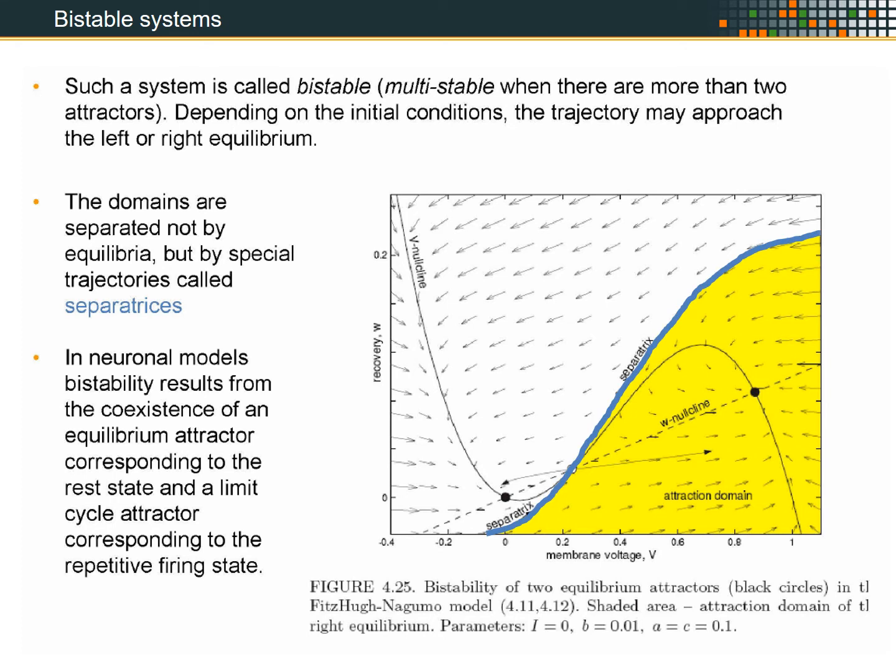The separatrix separates the yellow space, that is the attraction domain of the stable fixed point on the right-hand side, from the white area that is the attraction domain of the fixed point on the left-hand side. So if you are initiating a system anywhere in the yellow part, it will actually go to this fixed point. If you have an initial point on the left-hand side, it will approach the stable fixed point on the left-hand side.